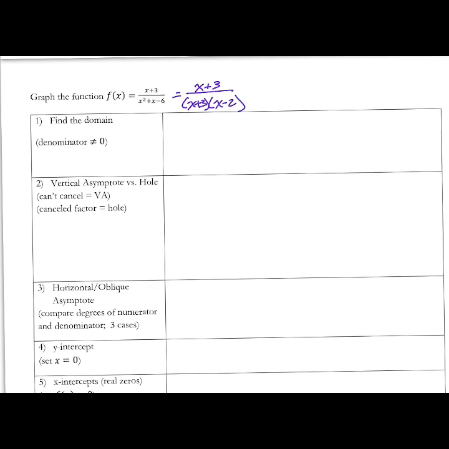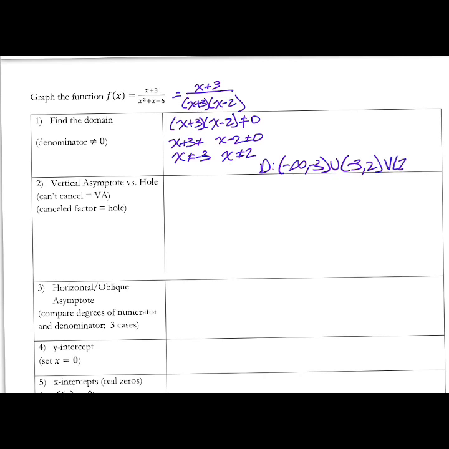So to find my domain, I set the denominator equal to 0. So I've got x plus 3 times x minus 2, or rather it cannot equal 0, right? So x plus 3 cannot equal 0, and x minus 2 cannot equal 0, so I get x cannot equal negative 3, and x cannot equal 2. So my domain is going to be from negative infinity to negative 3, joined with negative 3 to 2, joined with 2 to infinity. Okay, great.